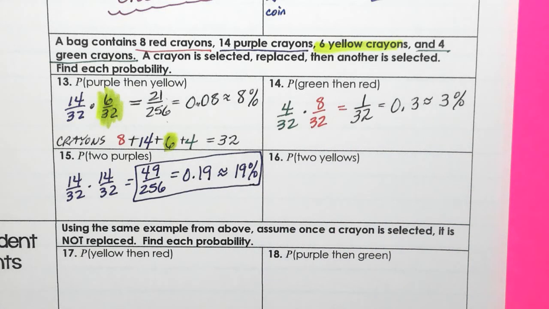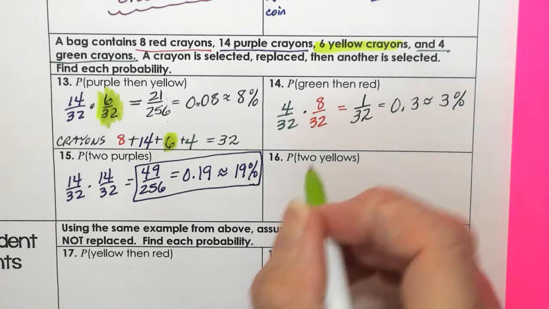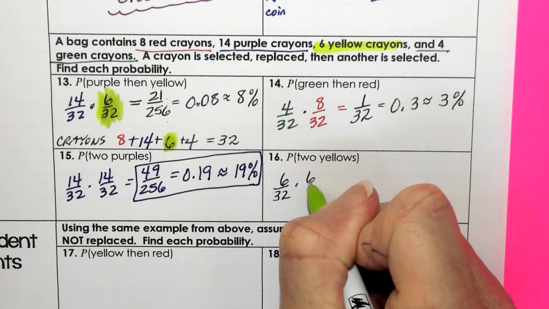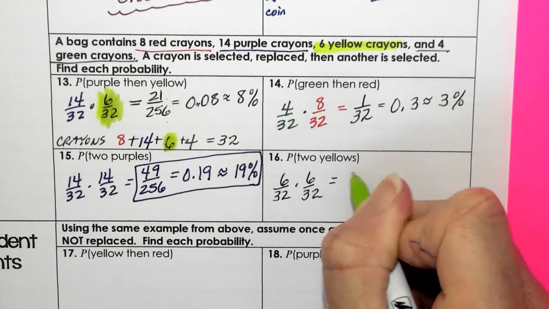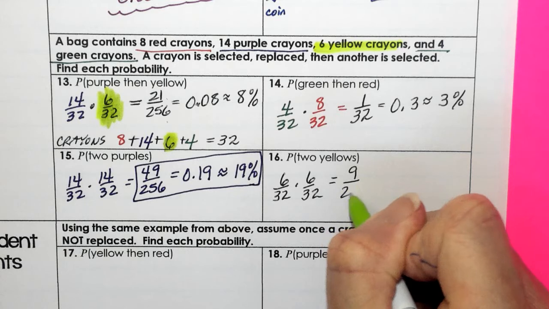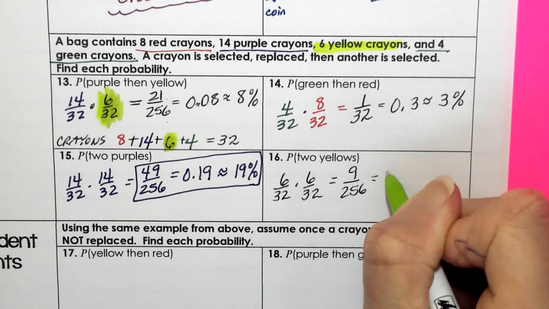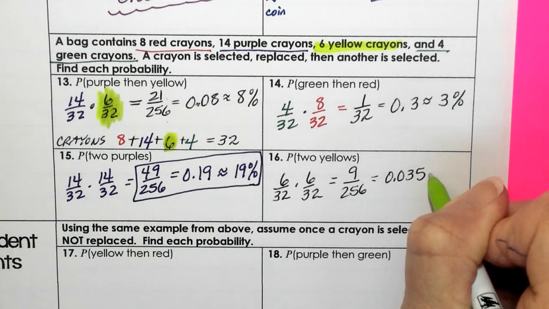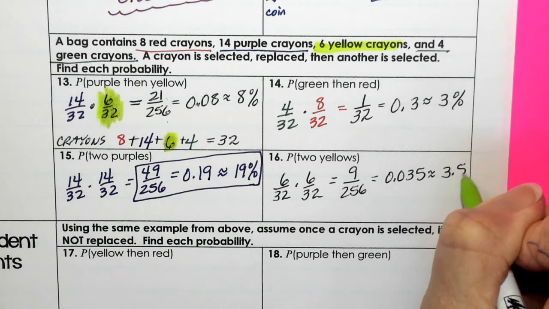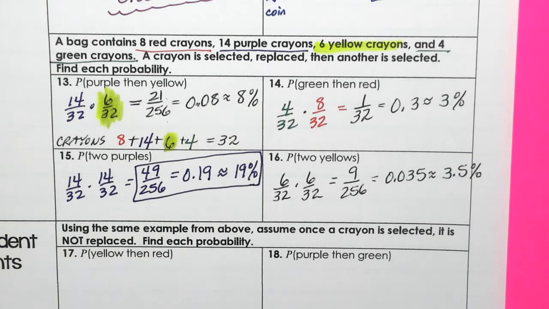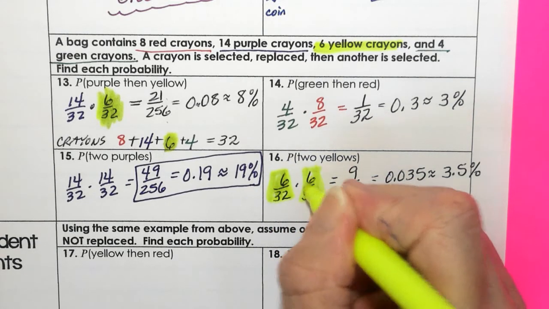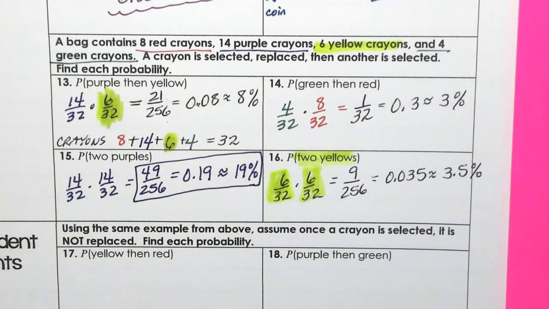And 2 yellows. We know yellow was a 6 out of 32 chance the first time and 6 out of 32 chance the second time. So you end up with 9 out of 256, which is 0.035, which is about a 3.5% chance. This is a chance of getting yellow and getting yellow, because they asked for 2 yellows. Those are some examples of independent event calculations.